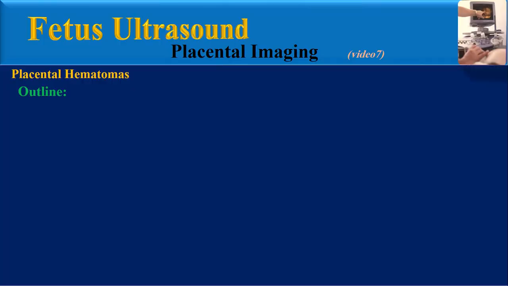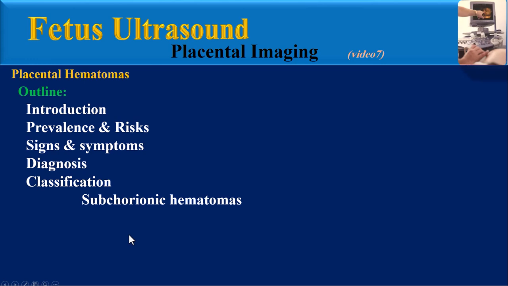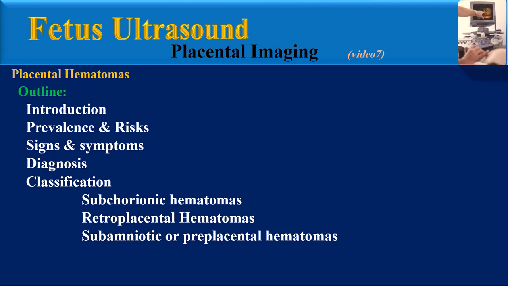The outline of this presentation includes introduction, prevalence and risks of placental hematomas, signs and symptoms, diagnosis, classification of placental hematomas including subchorionic hematomas, retroplacental hematomas, and subamniotic or preplacental hematomas, prognostic factors, and final teaching points.